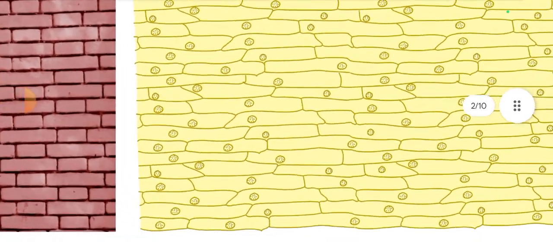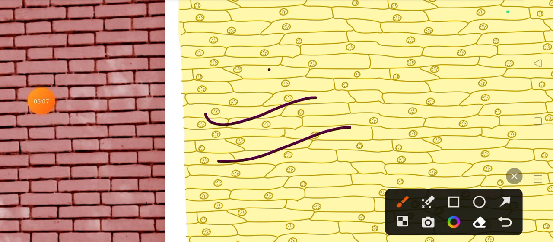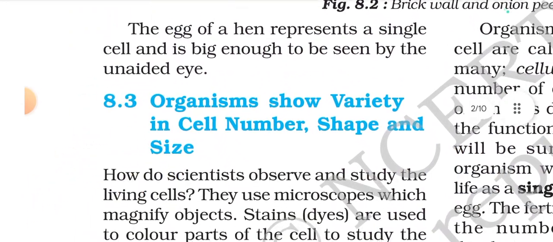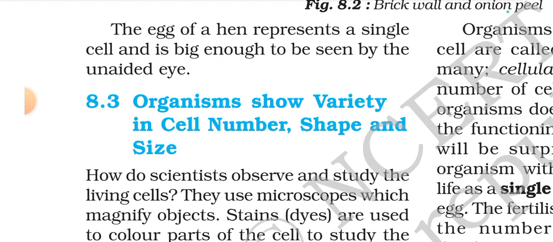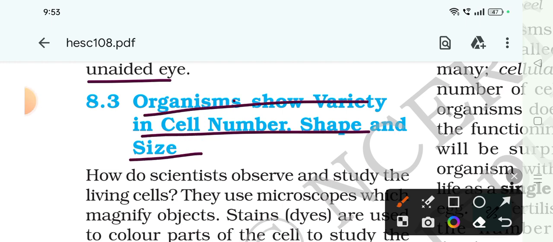So this is how the design of cell is. Okay, so here you can see this is a brick-like structure and having nucleus in it. So basically this yellowish part which you can see over here is an onion peel which is magnified. Okay. An egg of a hen represents a single cell and it is big enough to be seen by unaided eyes. Okay. Organisms show variety in cell number, shapes and sizes.